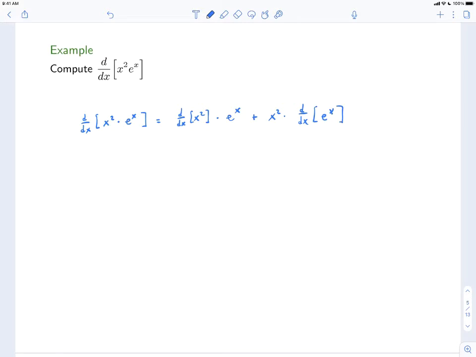And these derivatives we can compute. The first derivative is the derivative of x squared. That's a power function, so we use the power rule. That's 2x. And the second derivative is the derivative with respect to x of e to the x, which of course is just e to the x. So that tells us that the derivative of x squared times e to the x is 2x e to the x plus x squared e to the x.